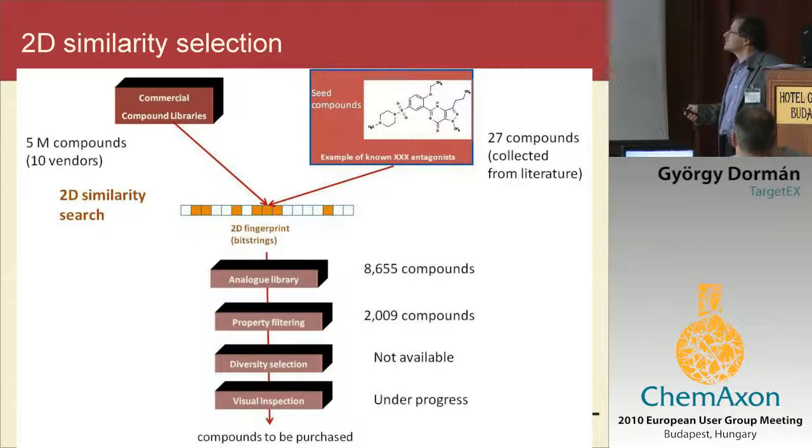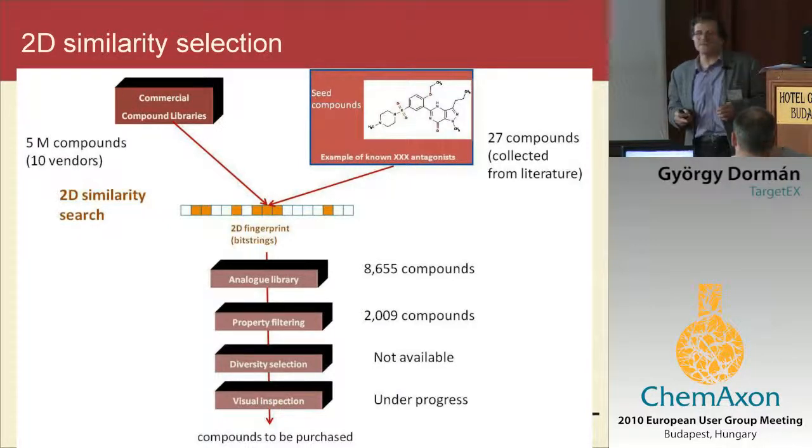And we got almost 9,000 compounds. We had to filter these compounds because the requirement was to buy 100 to 200 compounds, so we had to squeeze them to a purchasable library. And how to do it? What we figured out is property filtering. We applied the seed compounds' property space to filter out the compounds we can further select. At the moment, diversity selection is not available, which is a sort of disadvantage for us.